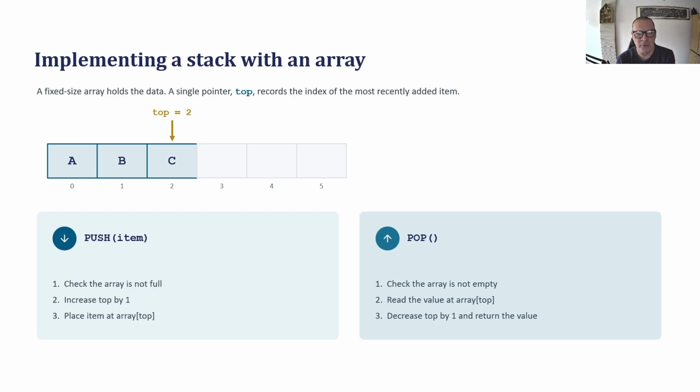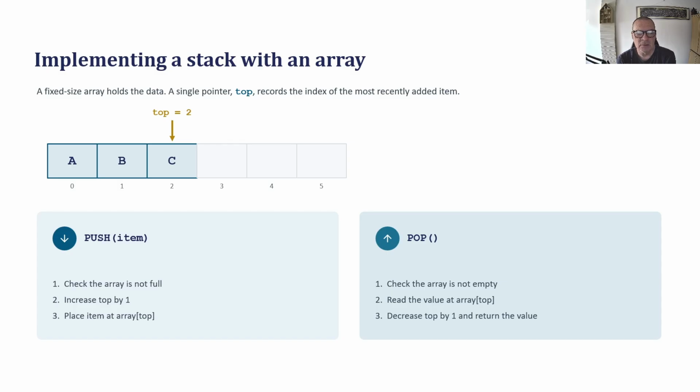Then we read the value at the current top. So in this case, the current top is 2, and so we read that and we get a C back. And then we decrease top by 1. Okay, so top would become 1 instead of 2.